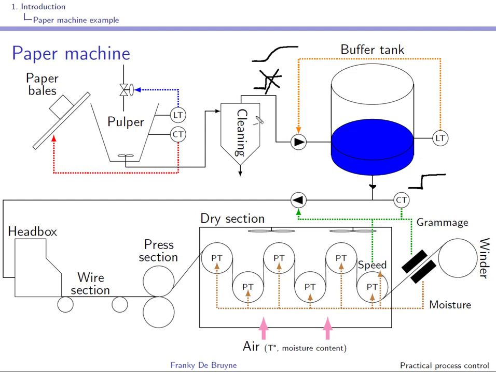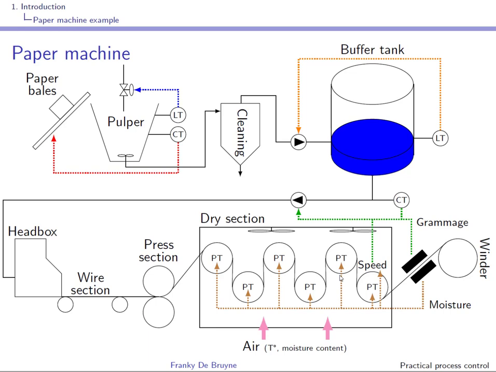One way to achieve this is to use this tank here as a buffer tank. So the idea is that you allow the level to deviate from the level set point for a little while. This can be achieved by implementing a so-called non-linear PI controller, and this will be tackled in section 6 again on level control. The pulp or stock is then pumped from the buffer tank to the headbox.